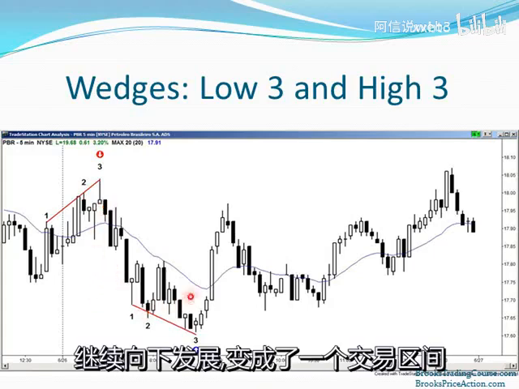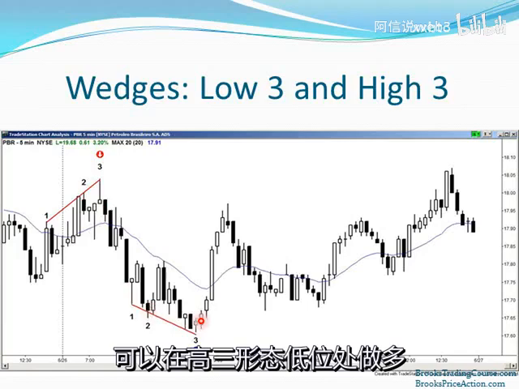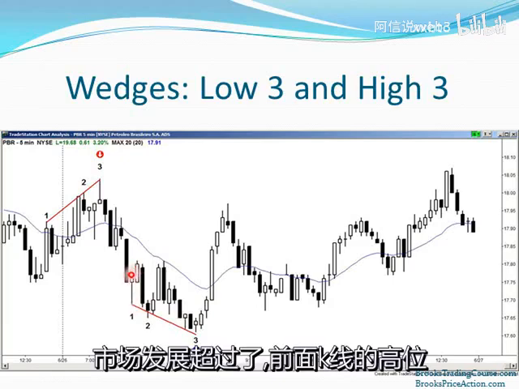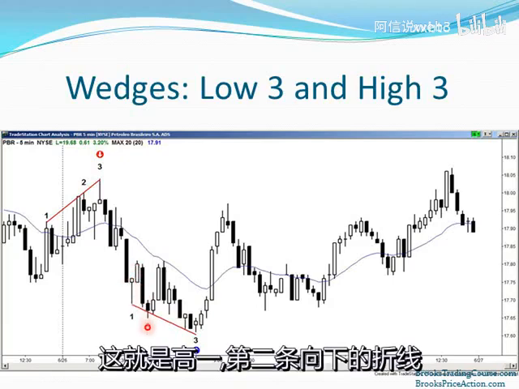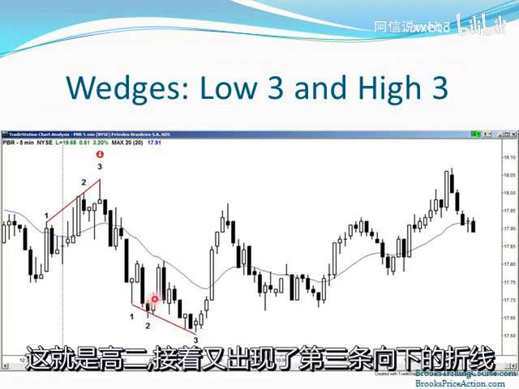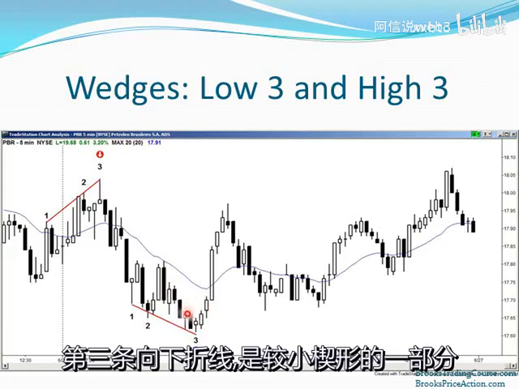When we traded down, basically a trading range, remember. So you can short a low 3 at the top of a trading range. You can buy a high 3 at the bottom of a trading range. We had a leg down. The market went above the high of the bar, so that's the high 1. A second leg down. The market went above bar 2 over here, so that's a high 2. And then we had a third leg down, and when the market went above the high of this bar, it formed a high 3.